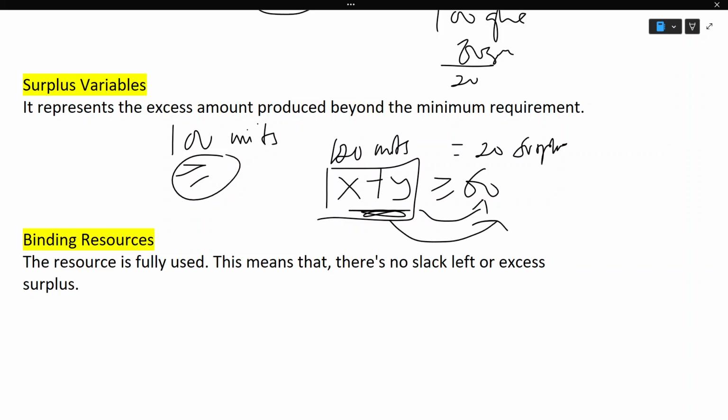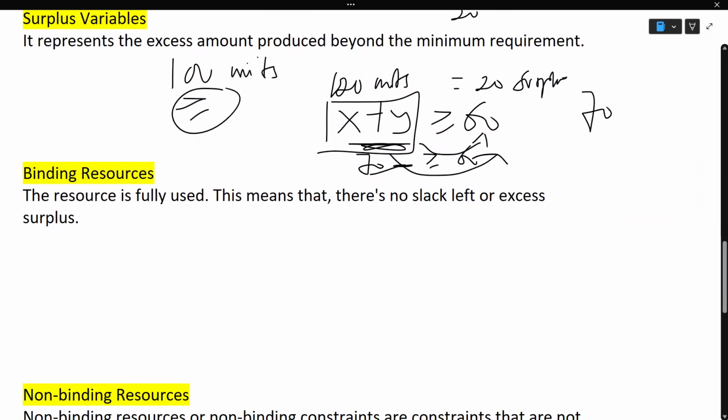Now, how do we make the left hand side equal to the right hand side? You have to subtract something to reduce it. Assuming we have 70 here, meaning 70 is greater than or equal to 6, what do we have to do? Subtract something from 70 and make it equal. What you subtract is the surplus variable. All right.